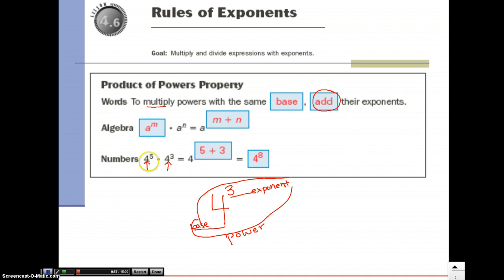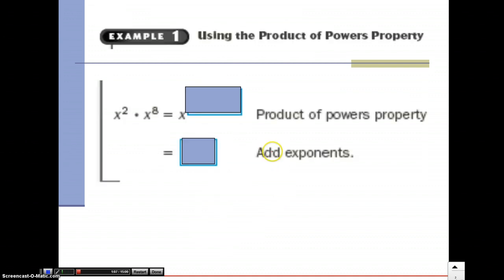So they have the same base, but the exponents are different. Because we're multiplying them, you can actually just keep the same base and add the exponents. 4 to the 8th power is your answer. x squared times x to the 8th power. Keep the same base, and we are adding 2 plus 8. 2 plus 8 is 10, so it's x to the 10th power. That's your answer.